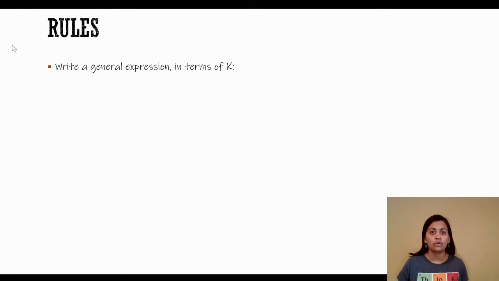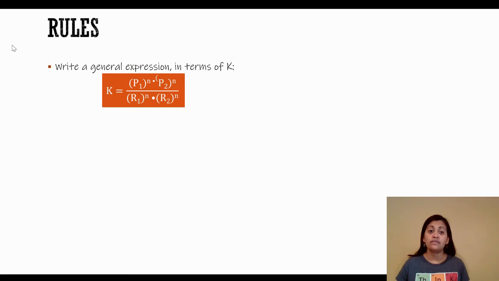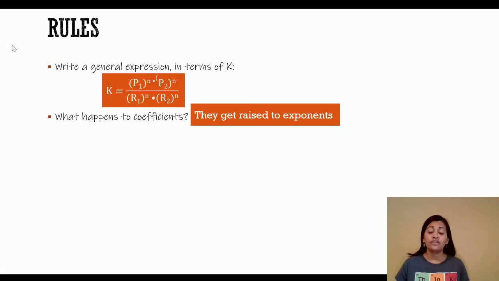So basically the rules as we go through this. When we write a general expression in terms of K, the equilibrium constant, note that this is capital K as well. We're going to say it's the products over the reactants. And then we raise each of the products and the reactants by their coefficient. So the little n represents the number of moles of each substance. Of course, the coefficients get raised up to exponents, hence why you have to balance the chemical equation first.